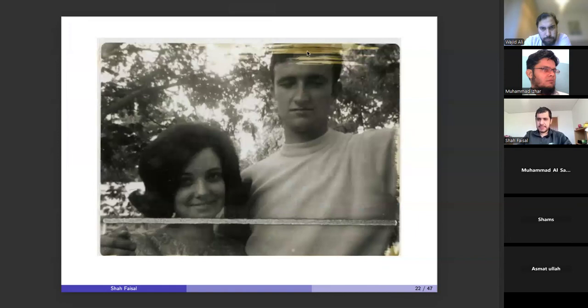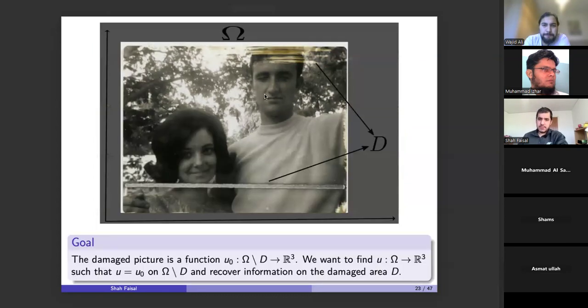And in the second case, you have a picture where some information is lost on some regions, for example, these scratched areas. And you want a picture that recovers these areas. So let's do the same thing with this picture. You think of this picture as a rectangle in R2, so it's some region omega. And the damaged area is a subset of omega, which I denote by D.